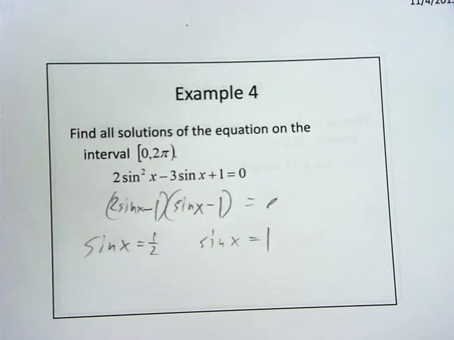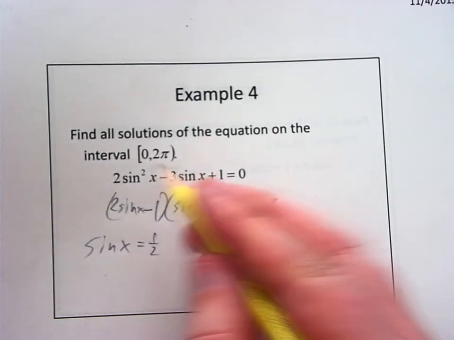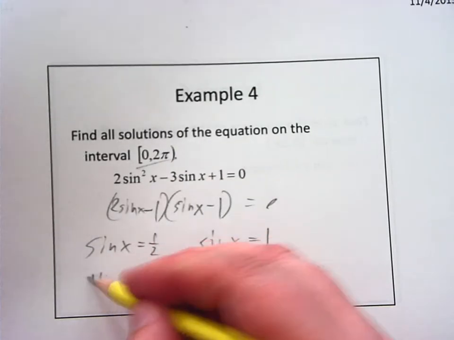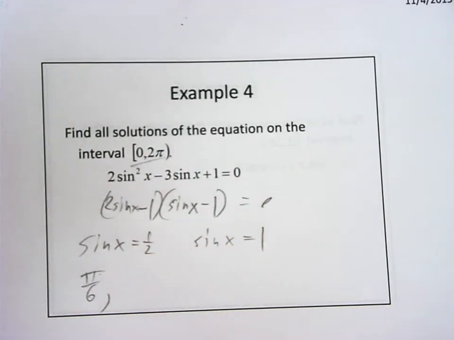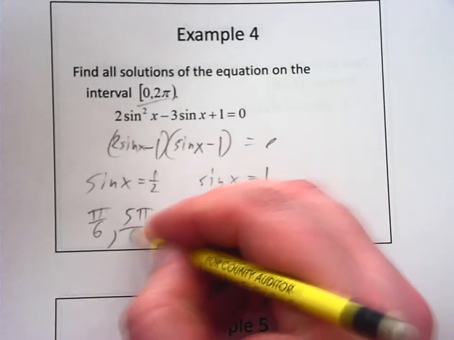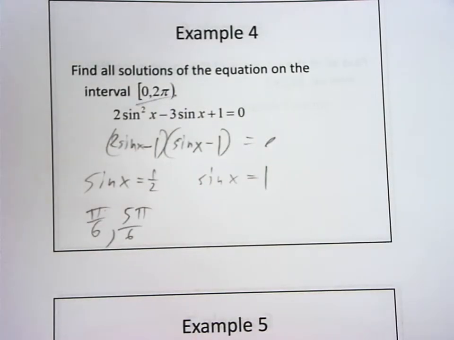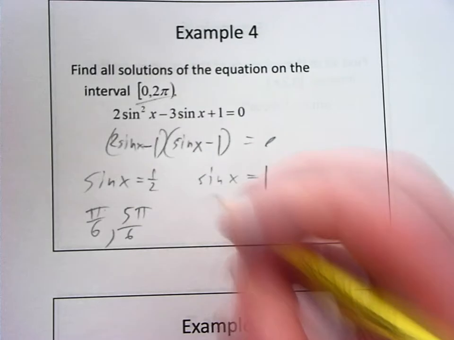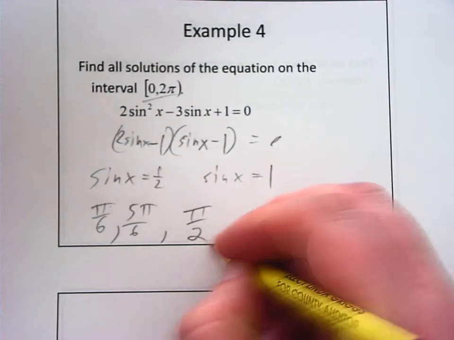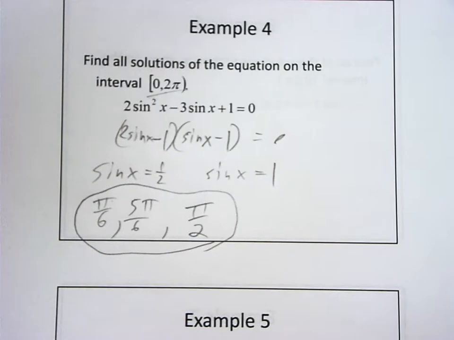So, between 0 and 2 pi, when is sine of x equal to 1/2? Now, 0 to 2 pi, I would stick with pi. But yeah, 30 degrees or pi over 6 is the better answer. And 5 pi over 6. Sine of x is equal to 1 when? Pi over 2. So my 3 answers for this are pi over 6, 5 pi over 6, and pi over 2. Okay? Questions so far?